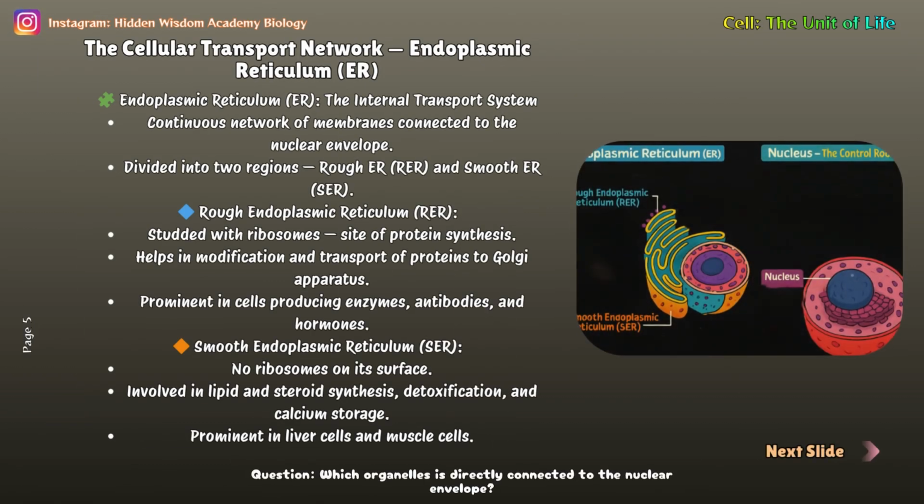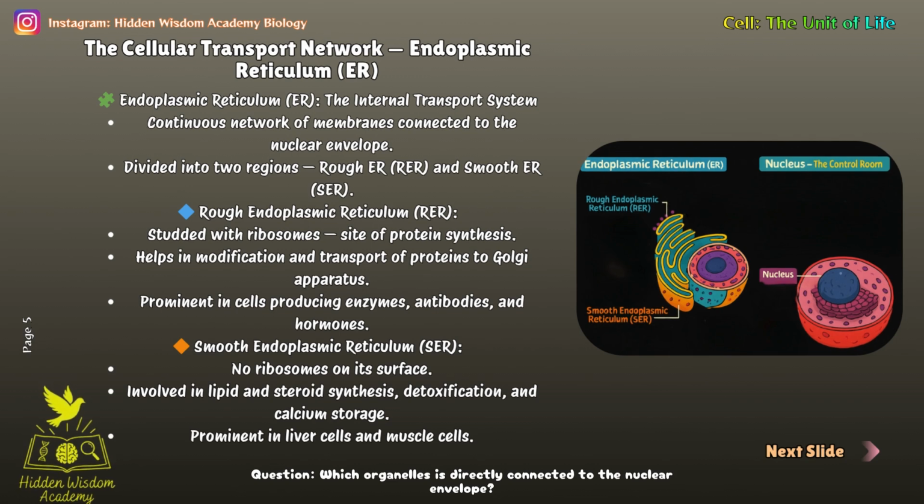The endoplasmic reticulum, ER, is a large network of membranes that connects the nucleus to the rest of the cell. It works like an internal highway, helping move materials inside the cell. The rough ER, with ribosomes on its surface, makes and transports proteins. The smooth ER, without ribosomes, makes lipids, helps in detoxification, and stores calcium. Together, they keep the cell's production and transport system running smoothly.